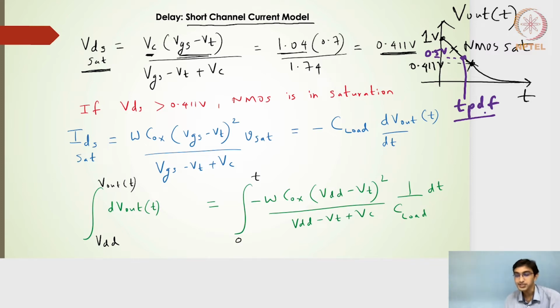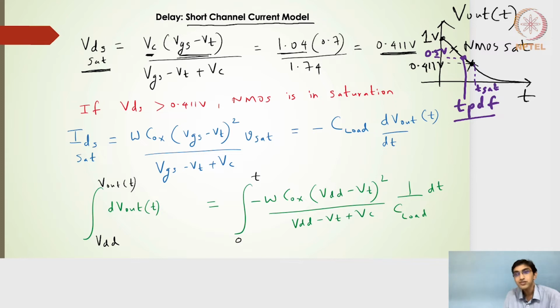So in the long channel current model, while doing a transient analysis of the inverter circuit, we had to estimate the T saturation point, and from the T saturation point we used to get the value of TPDF. Here in the short channel current model, there is no need to calculate the T saturation point, because the T saturation point is way beyond the TPDF point.